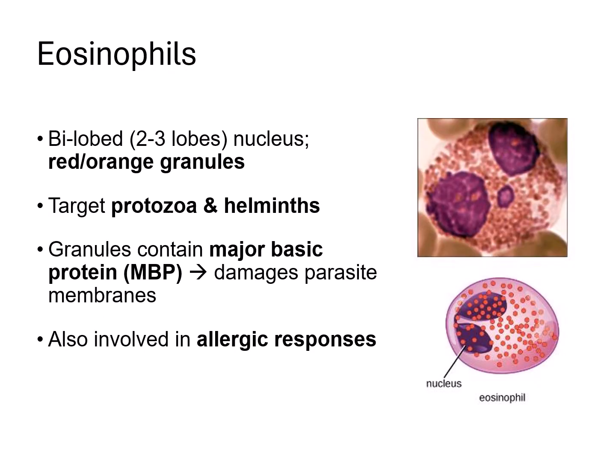Eosinophils are our next granulocyte, and these have bilobed nuclei, or 2 to 3 lobes in their nuclei, and distinctive red-orange granules. They specialize in fighting protozoa and helminths, which are too big for phagocytosis. And their granules contain major basic protein, or MBP, which damages parasite membranes. Eosinophils also contribute to allergic responses.